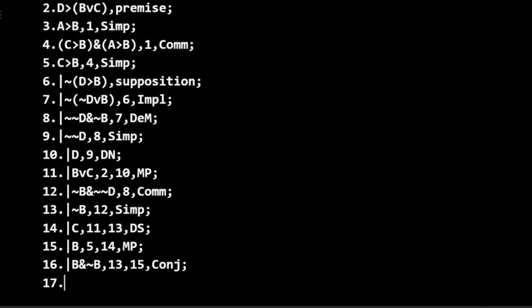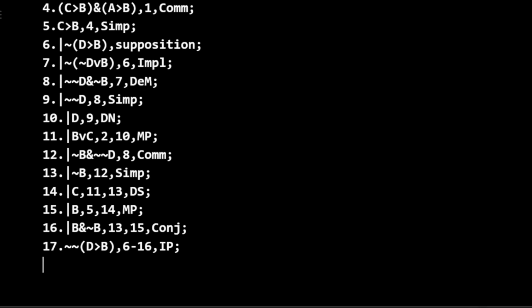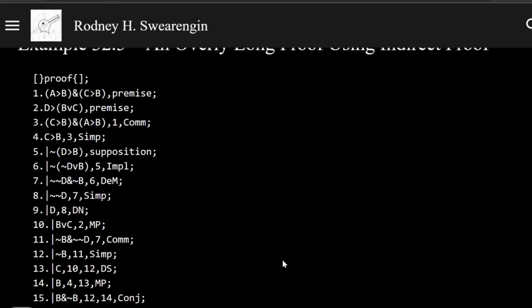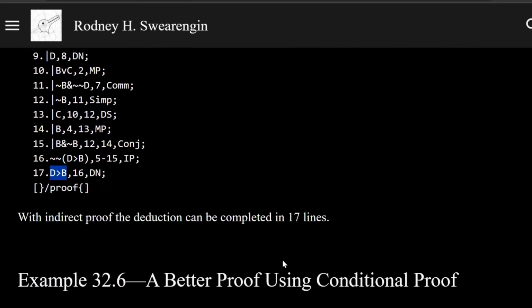And so we can conclude here, not D only if B, lines 6 through 16 by indirect proof. And then in line 18, we get our conclusion that we are seeking by double negation. And we're done. And I think the proof in the textbook is a little cleaner. So, take a look at that.